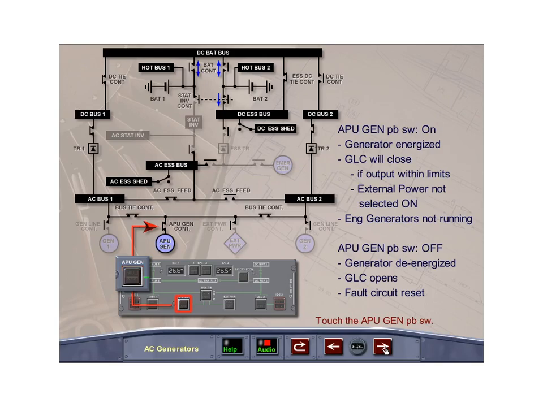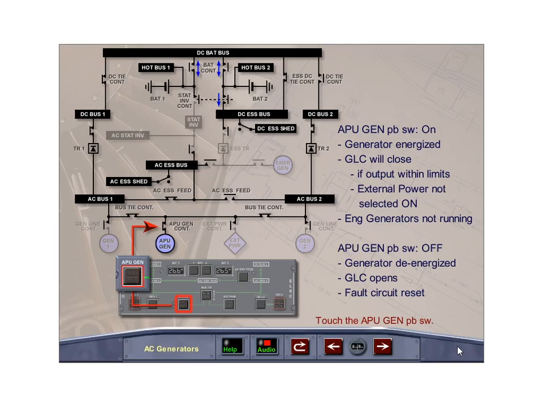With the APU generator push-button switch in its normal on lights-out position, the generator is energized, and the generator line contactor will close if the generator parameters are normal and external power is not selected on. The APU will not supply an electrical system that is powered by the engine-driven generator, as they have priority over the APU generator.